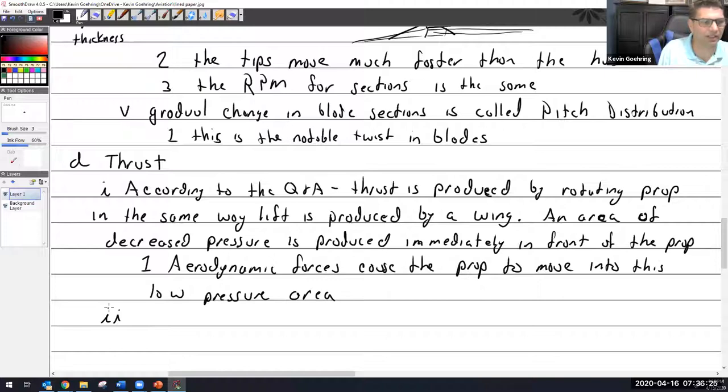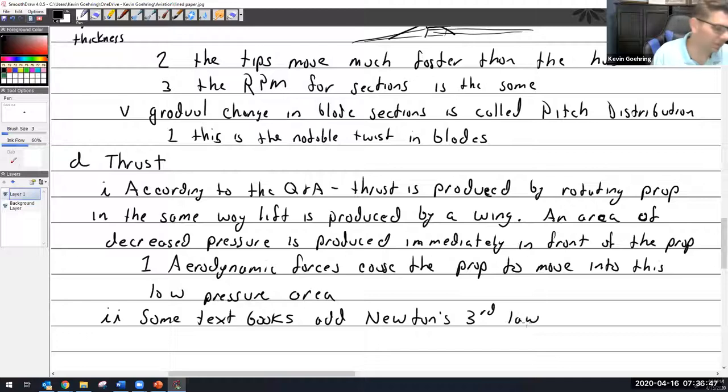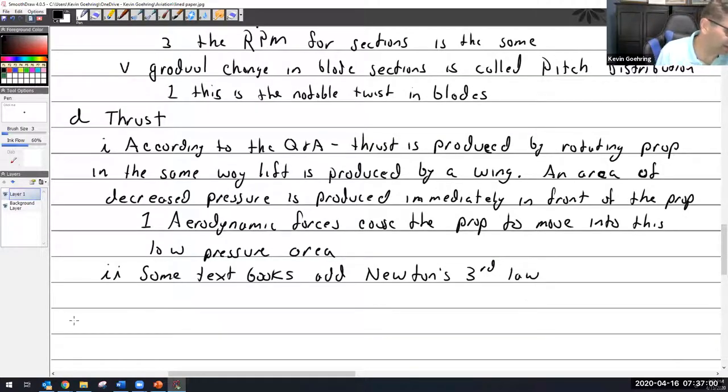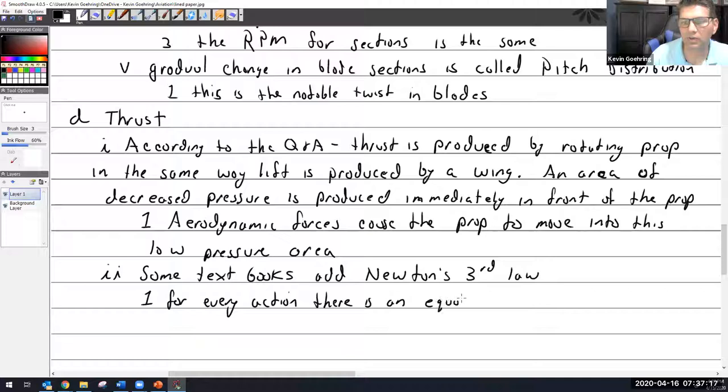All right, so there's where the Q&A kind of leaves it behind. I'm going to add this. So then some textbooks add Newton's third law, which is for every action, there's an equal and opposite reaction, and the two are directed along the same straight line. I don't know about all that. I like Newton's cookies. I think the guy was a good cook. So Newton's third law, for every action, there is an equal and opposite reaction.